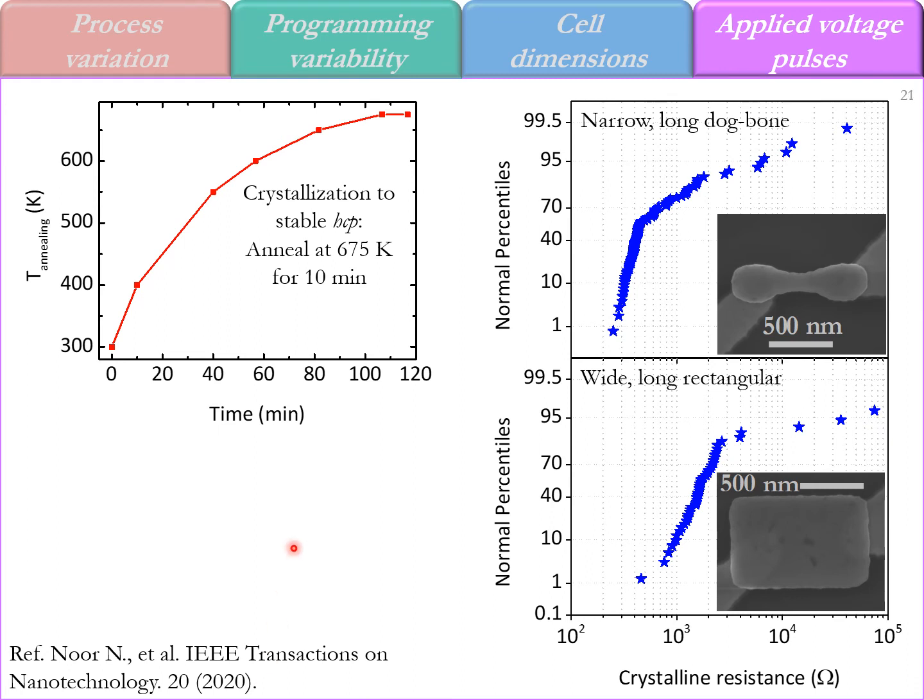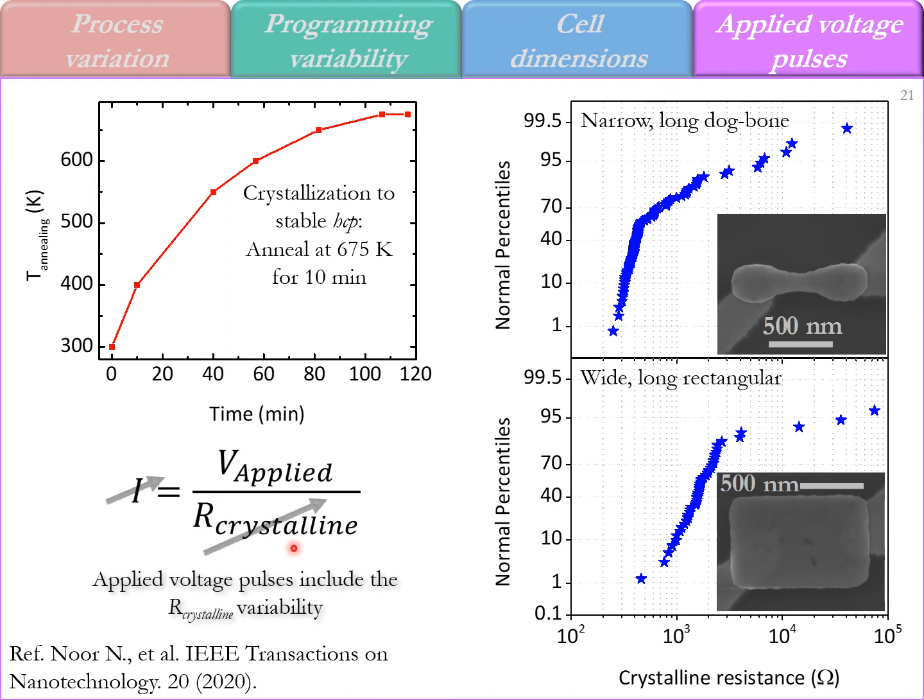Hence, it is more meaningful to apply voltage pulses to utilize this variability. By using the same applied voltage pulse amplitude, the applied current amplitude would be different on different cells due to the stochastic crystalline resistance present in the initial resistance distribution. As a result, some cells will experience melting and quenching, and thus they will amorphize, whereas the others will not experience the amorphization. Hence, we can have a more successful binary PCM PUF.